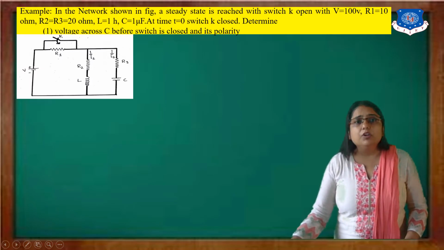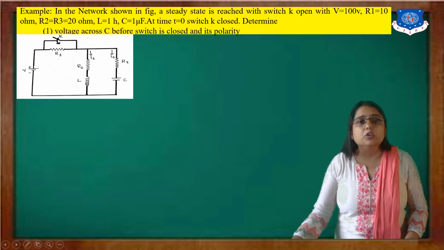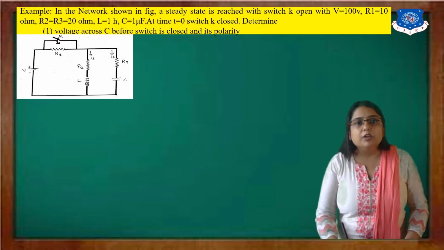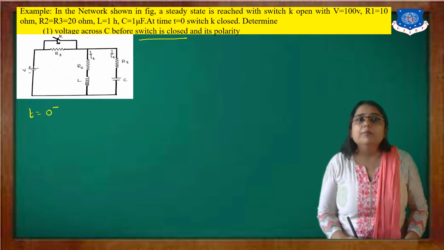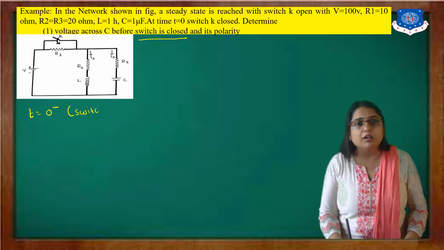First I want to find out the voltage across C before the switch is closed. I'm just underlining this phrase, before the switch is closed. That means we have to find out at t equal to 0 minus. And we know that at t equal to 0 minus, my switch condition is open. So when the switch is open, you just draw the diagram.